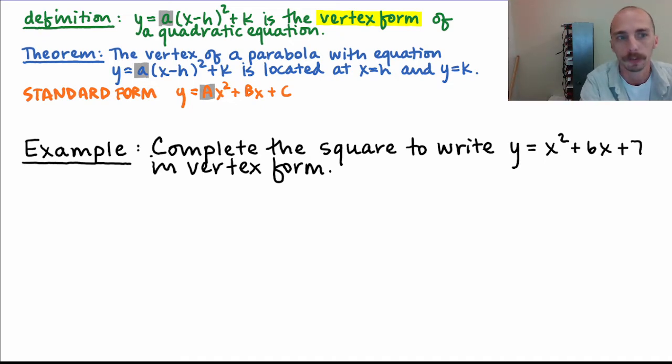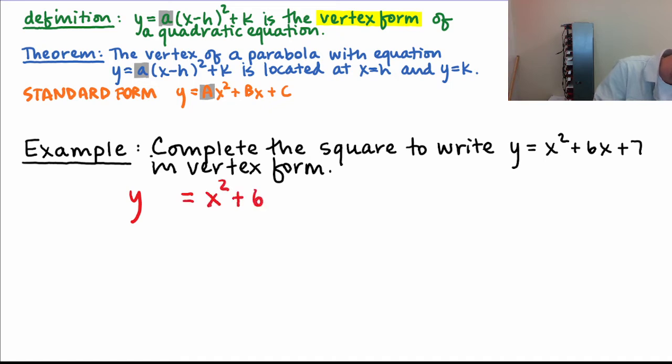We can always go from standard form to vertex form by completing the square, and I'm going to show you what that means. So I've got something like y equals x squared plus 6x plus 7. But x squared plus 6x plus 7 is not a perfect square. I want to get a perfect square trinomial like right there, so that I can factor it and make it look like that.